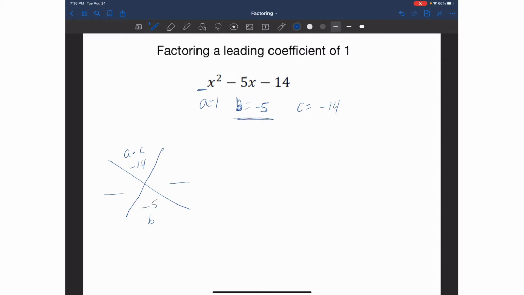And then on the left and right side, we're going to put 1x. This one is pretty easy because again, A is 1, so it's going to be 1x on both. So that's what I'm going to be putting. After I do that, I have to find my factors for -14.